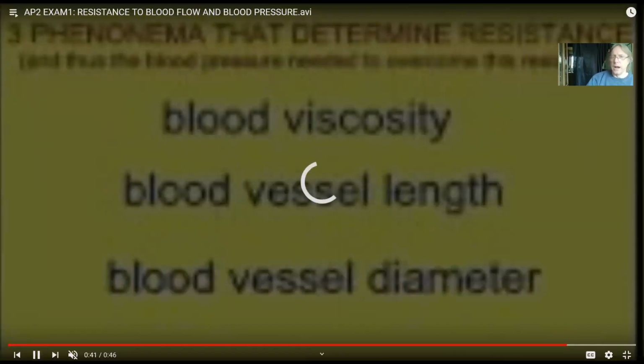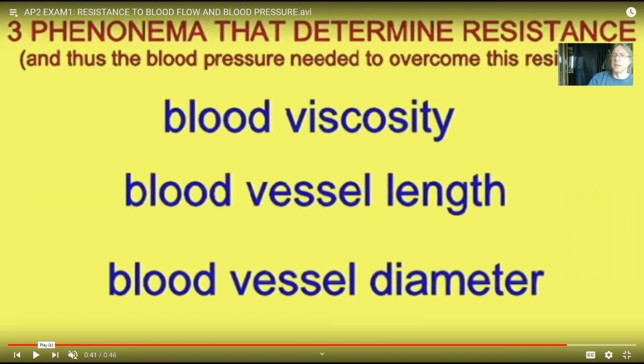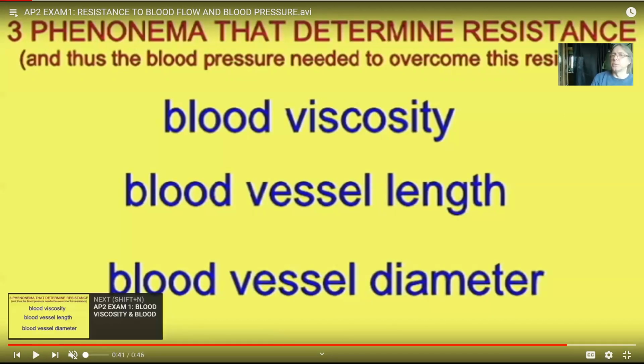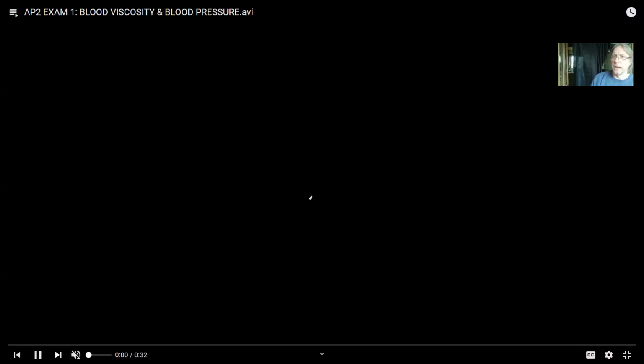There are major determinants of the resistance to blood flow. First is blood viscosity. Second is blood vessel length. And third is blood vessel diameter. And so you need to understand these before you can determine how much blood pressure I need to generate in my body to circulate blood throughout.